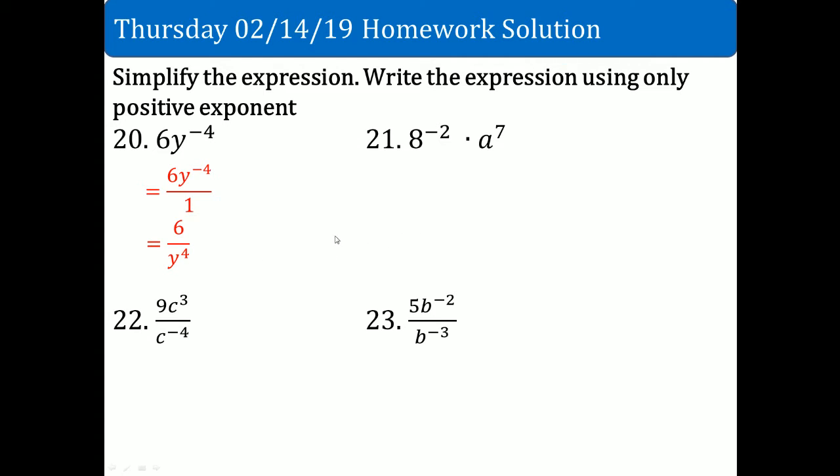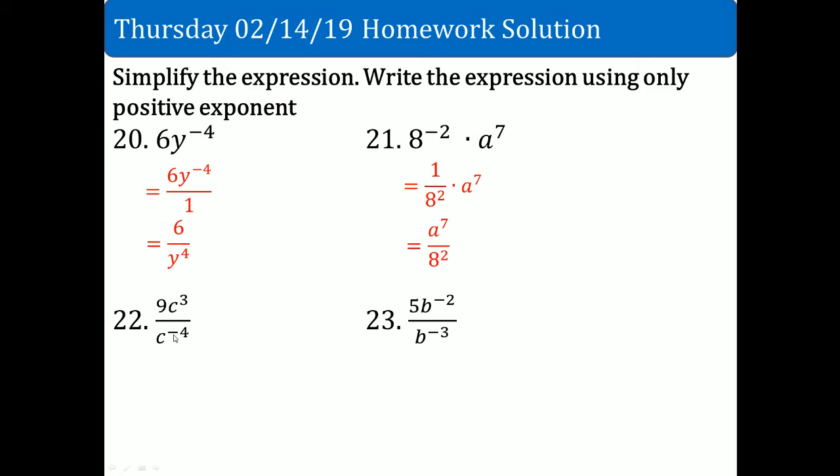Next one, 21. The first thing you want to do is deal with this 8 to the negative 2 power by turning it into a fraction, then bringing it from the top to the bottom. You get 1 divided by 8 to the 2. Multiply straight across. 1 times a7 gets you a7 on top. On the bottom, you just get 8 squared. That's it.